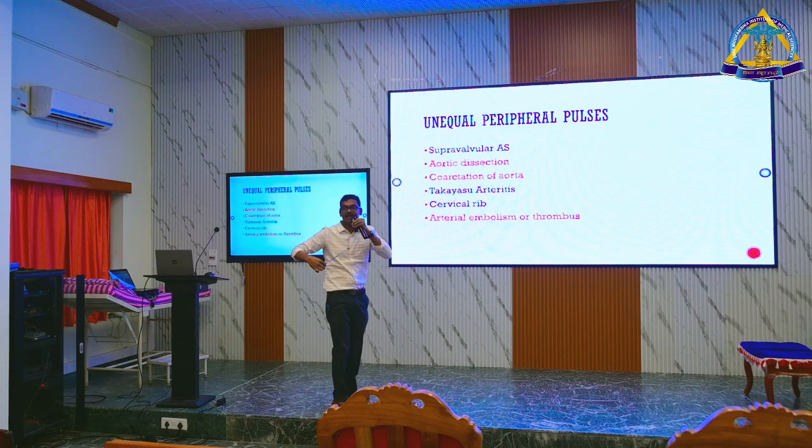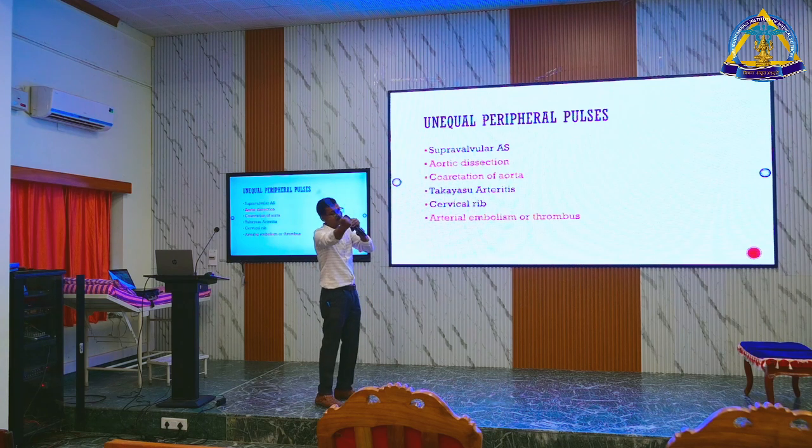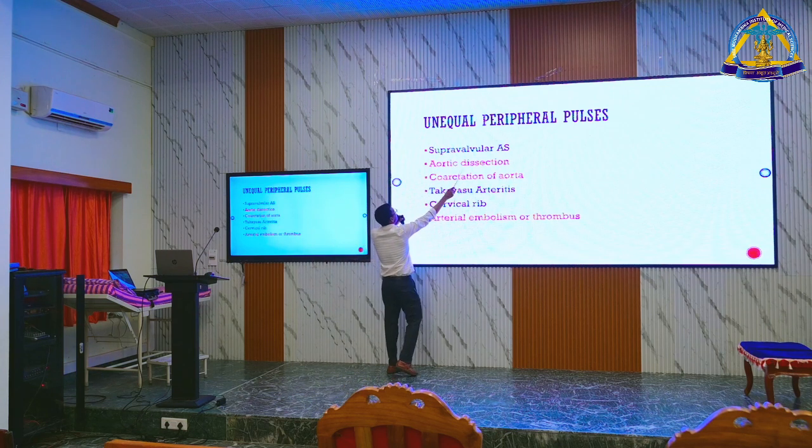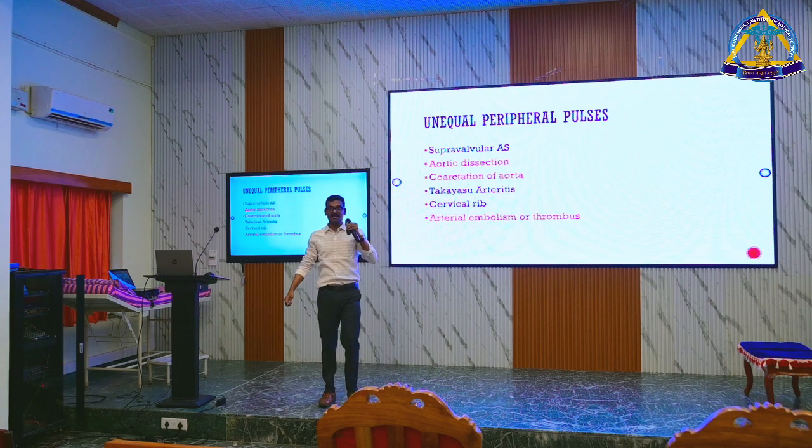I start with the heart. You just start from proximal to distal. See, supravalvular aortic stenosis, where you have an obstruction there, in the aorta above the valve. The aortic dissection, the most important. A patient coming with chest pain, severe pain. You have unequal pulses, either in the carotids or in the radial or brachial.